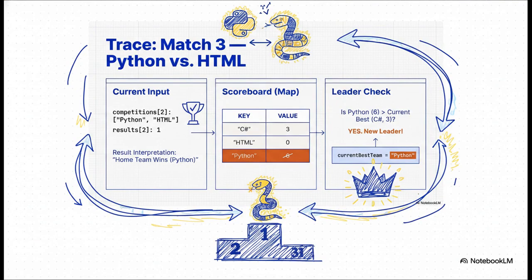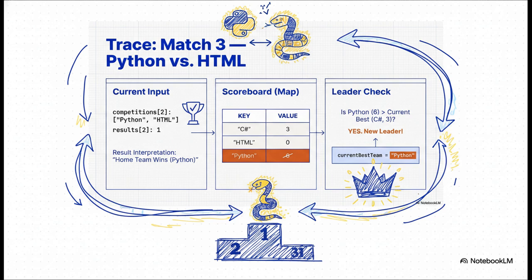And here we go, the final match, Python versus HTML. The result is a 1. So the home team, Python, wins again. We find Python on our scoreboard, they already have 3 points, and we add another 3, bringing their total to 6. Now for the leader check.